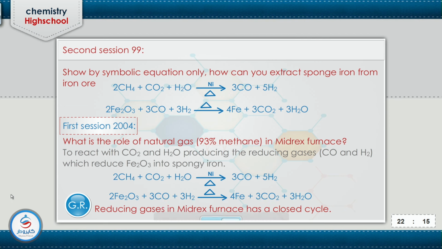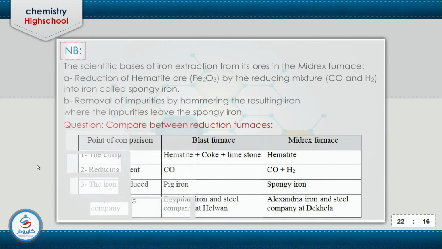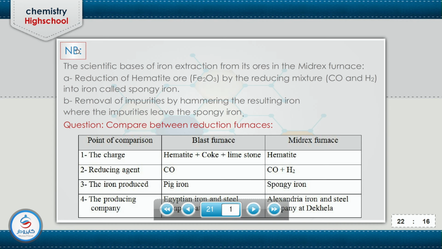Give reasons: the reducing gas in the Midrex furnace has a closed cycle. We answer this question in the last slide. Note the scientific basis of iron extraction from its ores in the Midrex furnace: A, reduction of hematite or ferric oxide by the reducing mixture CO plus H2 into iron called spongy iron. B, removal of impurities by hammering, resulting in iron, where the impurities leave the spongy iron.